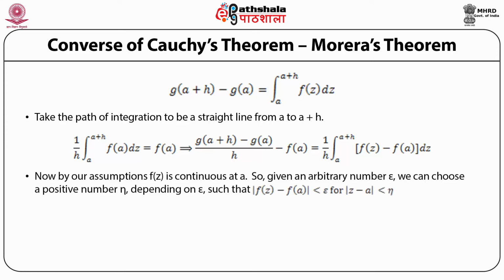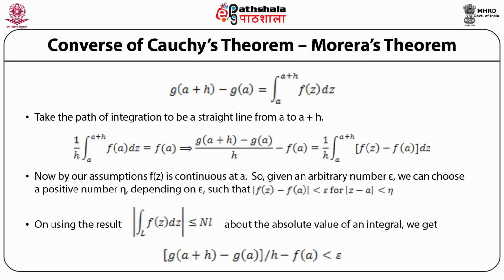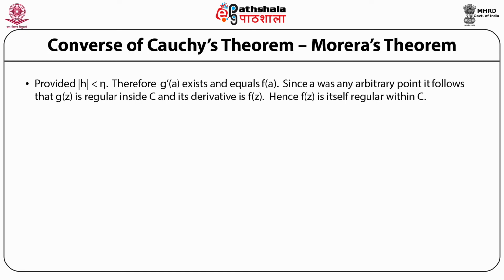Now by our assumption f(z) is continuous at a, so given an arbitrary number epsilon, we can choose a positive number eta depending on epsilon such that mod of f(z) minus f(a) is less than epsilon for mod of z minus a less than eta. On using the result, mod of integral along L of f(z) dz is less than or equal to M L, about the absolute value of an integral, we get g(a plus h) minus g(a) whole divided by h minus f(a) less than epsilon, provided mod of h is less than eta. Therefore, g dash a exists and equals f(a).